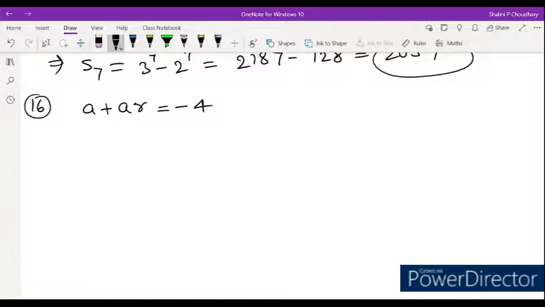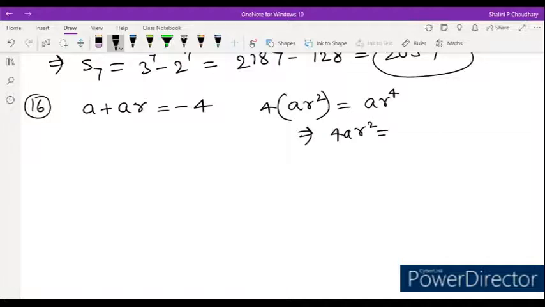So what will the third term be? The third term will be ar square and the fifth term will be ar to the power 4. Now it is saying the fifth term is 4 times the third term. So the fifth term is equal to 4 times the third term. Now we'll simplify this one first.